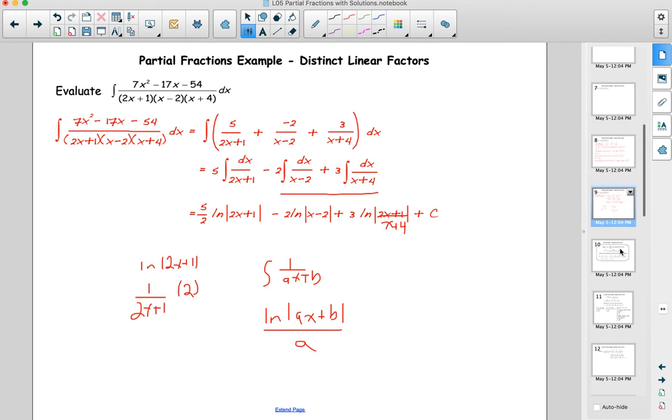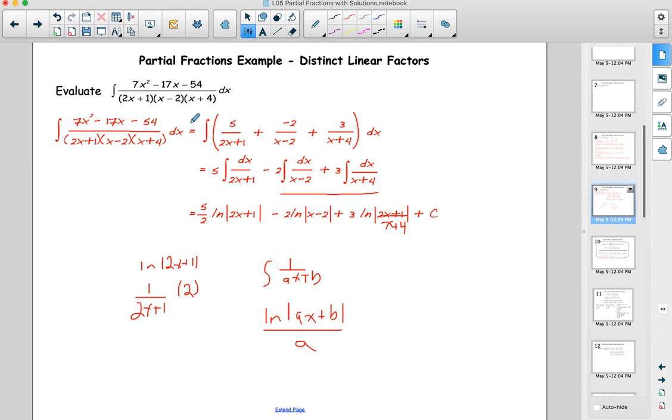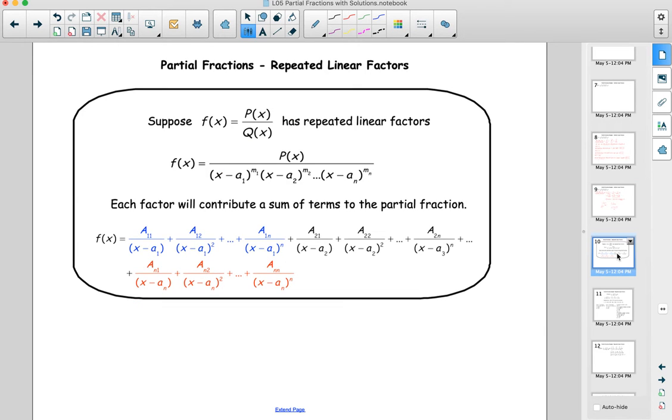All right, moving forward. That was the simple case where everything factors into something linear and nothing repeats. The next case we're going to look at is what if we have repeated linear factors? The other one was just distinct linear factors, nothing repeats. So x minus a1 could repeat up to m1 times, x minus a2 a different number of times, and x minus an up to mn times.